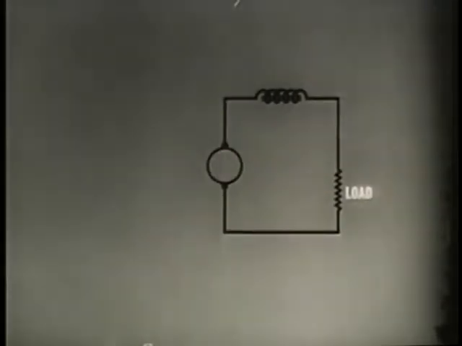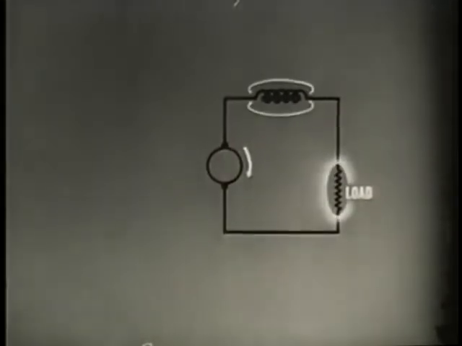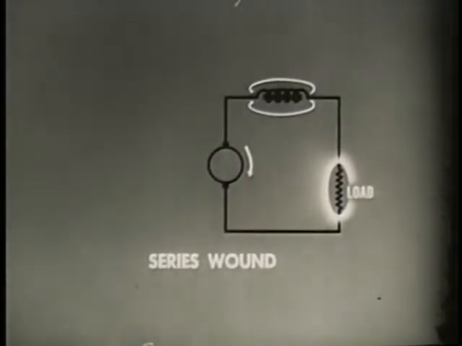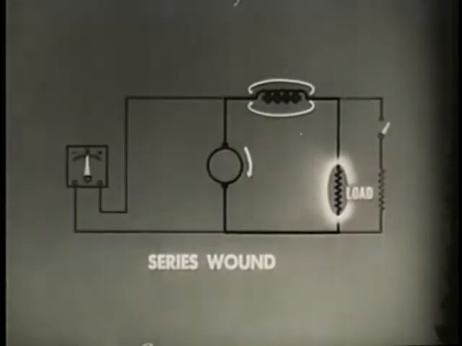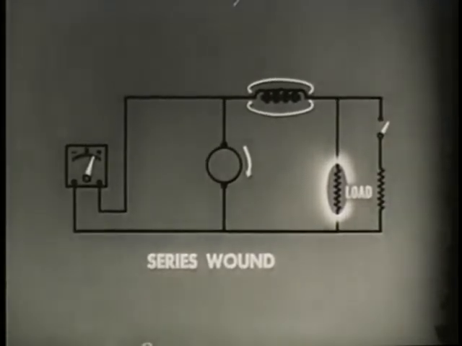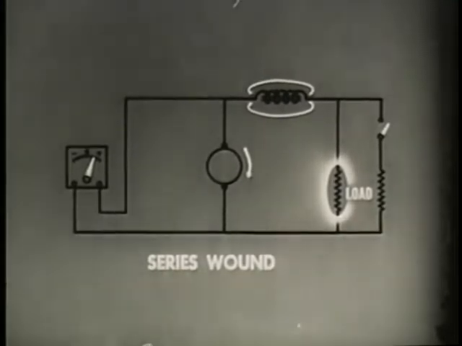The field coil winding may be connected in several ways. This is a series wound generator, which means the field coil is in series with the armature. Because of this series arrangement, it has poor voltage regulation. The reason for this can be demonstrated in the following manner.